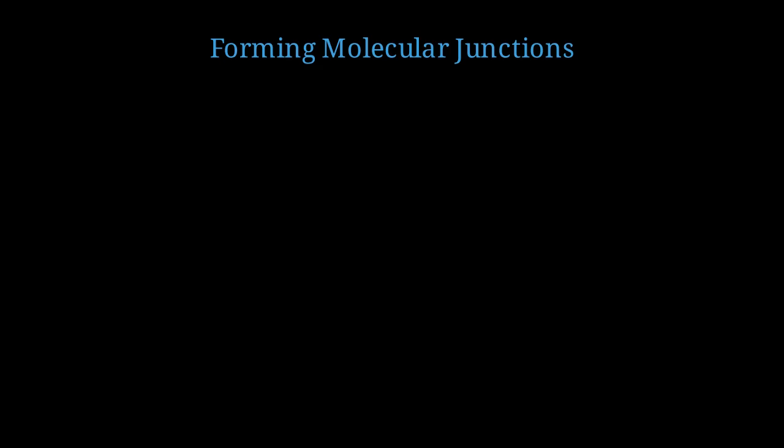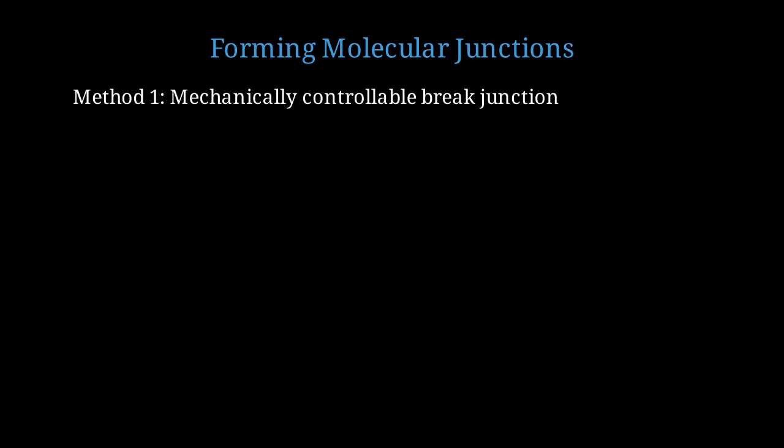Creating these junctions is experimentally challenging. Let me describe several approaches. Method 1 is the mechanically controllable break junction. You start with a gold wire, break it under controlled conditions, and catch molecules in the gap. This allows single molecule measurement.